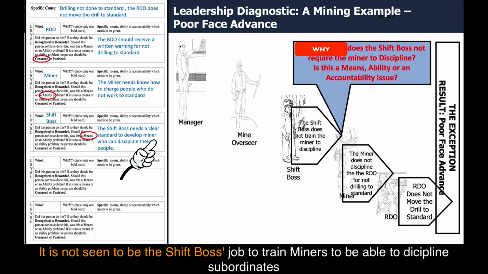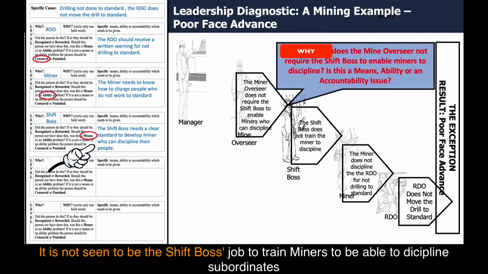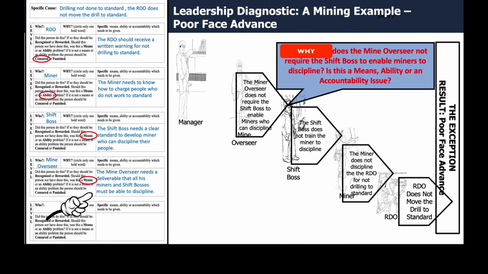The mine overseer he reports to hasn't made it clear to him that his deliverable for the mine is miners who discipline. So from the shift boss's point of view, this is a means problem. He's not been given a clear standard to cultivate miners who discipline. So the question is, why does the mine overseer not require the shift boss to enable miners who discipline? This is, again, a means issue, similar to the shift boss.